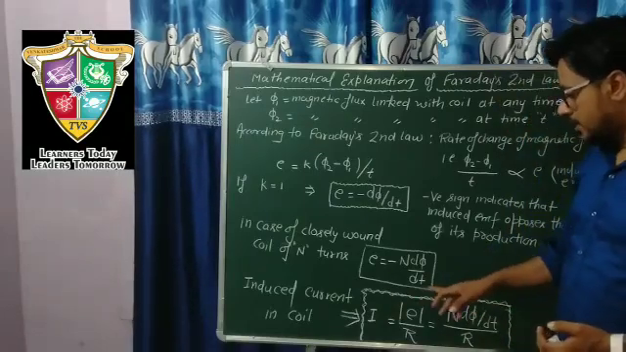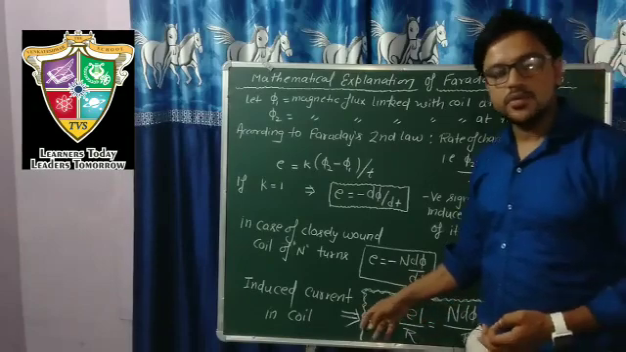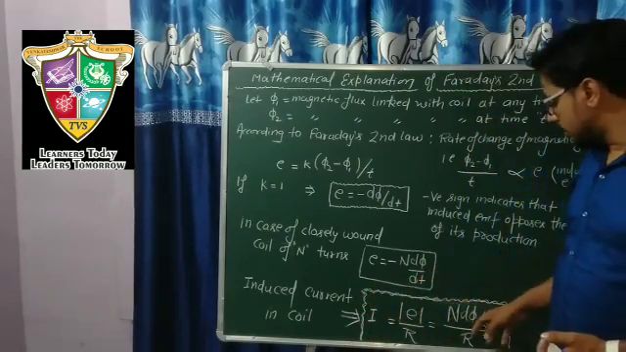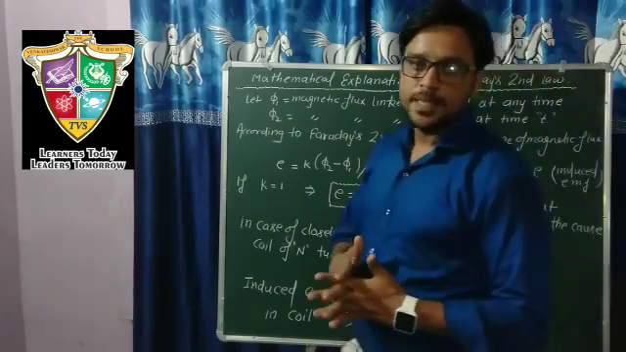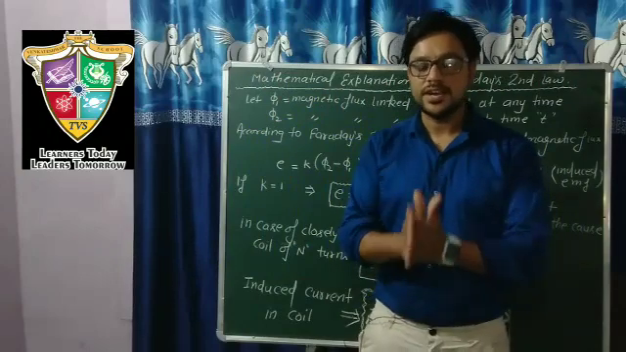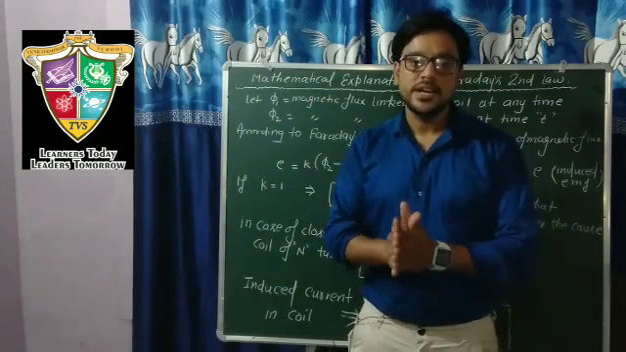As you know, current is a scalar quantity, so we took only the magnitude of E and not the negative value of EMF. So this is the mathematical explanation of Faraday's second law of electromagnetic induction.